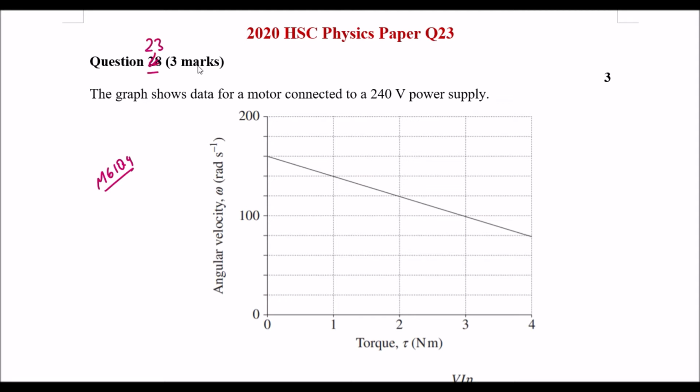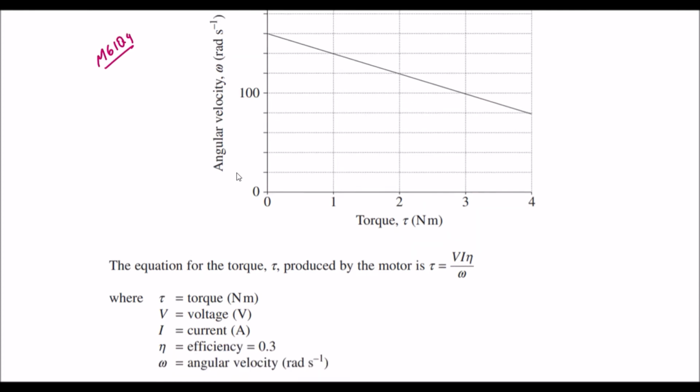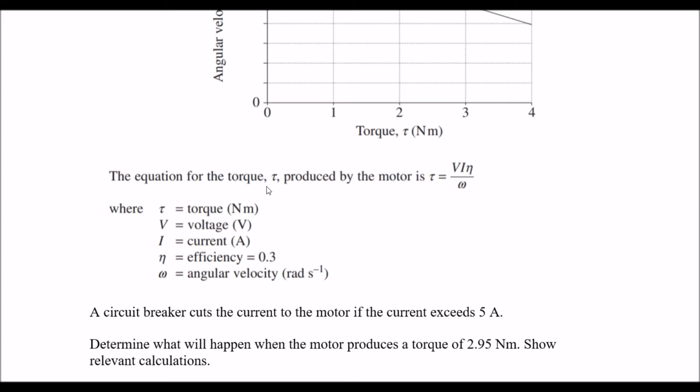Okay. So we have a graph, we have a motor that's connected to a 240 volt power source. We can see the angular velocity and the total torque. So as torque increases, the angular velocity is decreasing. We have an equation for torque here, which is this one here. We haven't seen this in the syllabus, but there's probably a purpose for us to analyze. These are all the different values each component represents in this formula. A circuit breaker cuts the current to the motor if the current exceeds 5 amps, meaning if it cuts the current, it means the motor stops rotating.